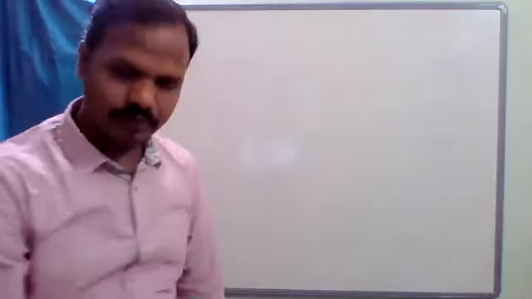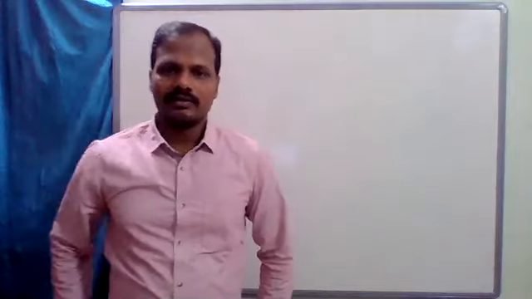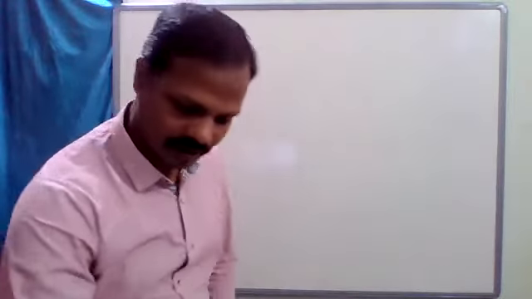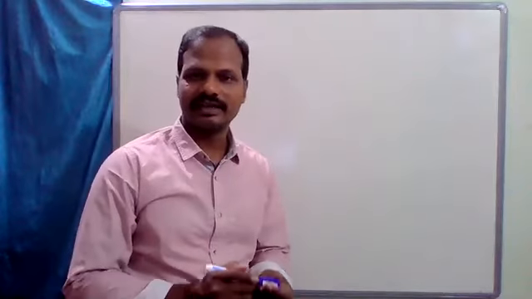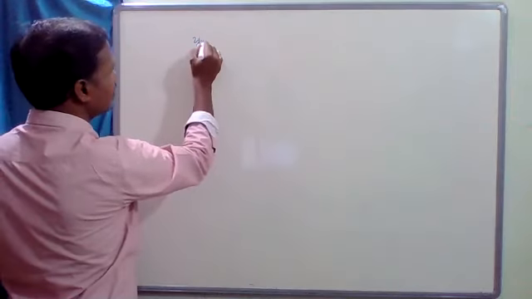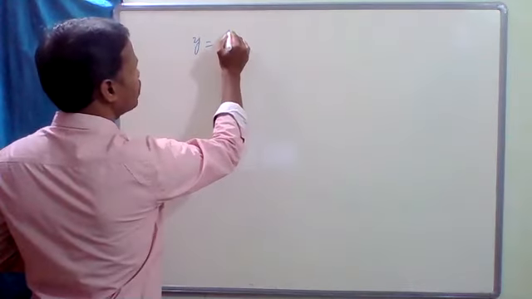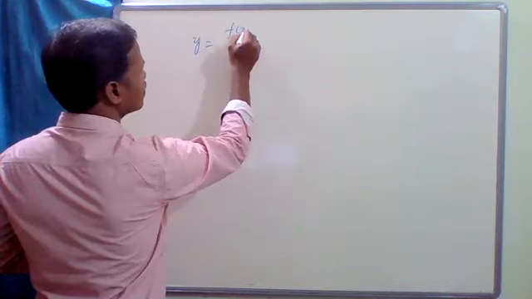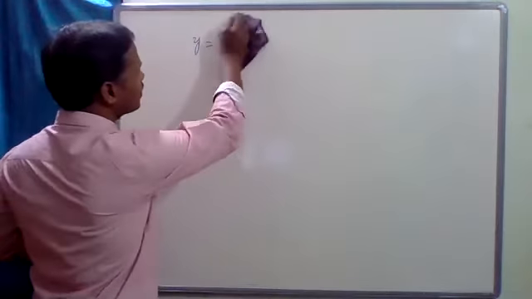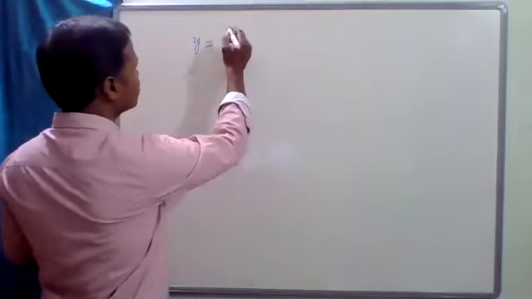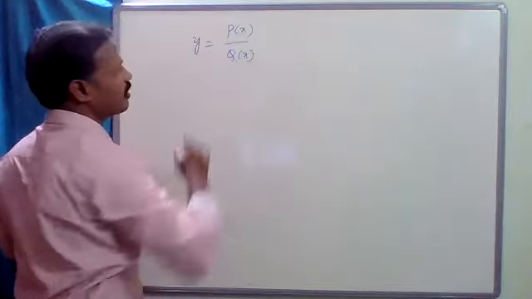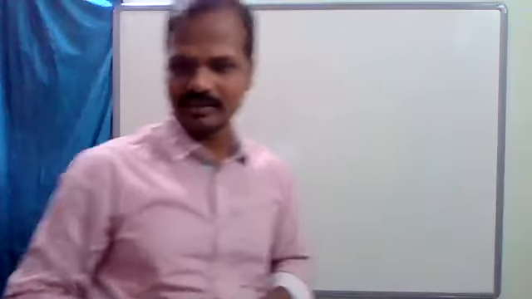So now we move to the solution for inequalities, rational inequalities. Okay? The solution for rational inequalities. So rational inequalities means, suppose the given expression is like this: y equal to f of x, otherwise p of x by q of x. Since it is a rational form, that is p of x by q of x, which is the rational form.